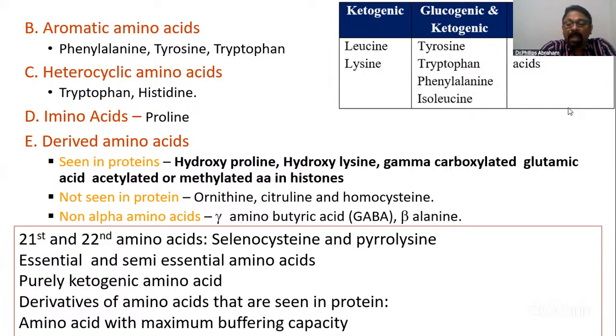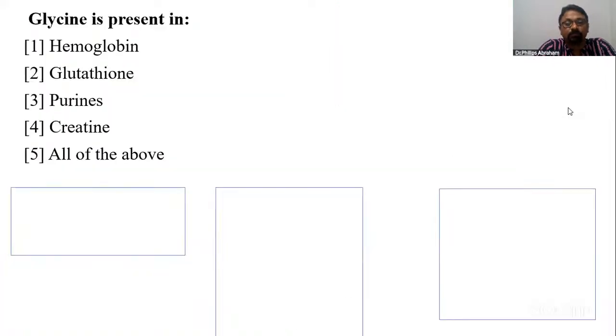And one more question about the amino acids: the amino acid with maximum buffering capacity, in acid-base balance. Histidine has the maximum buffering capacity because its side chain, the imidazole group, has a pK value near to the body pH. So histidine has the maximum. That's also another factual question for you: amino acid with maximum buffering capacity.